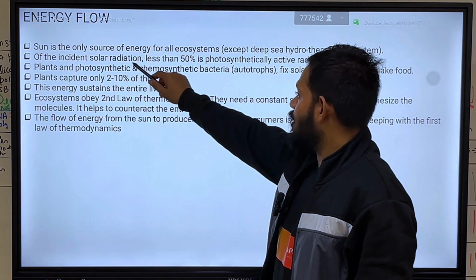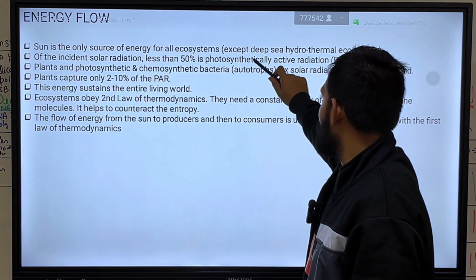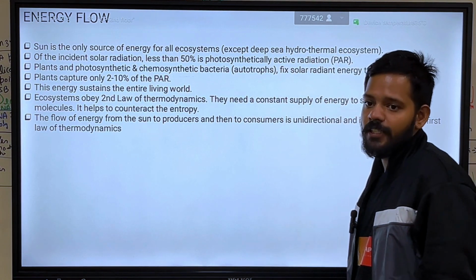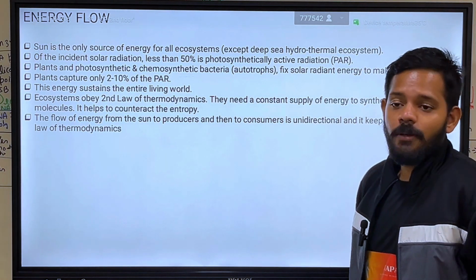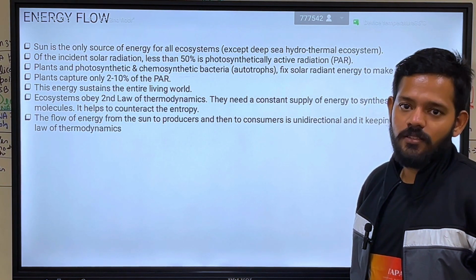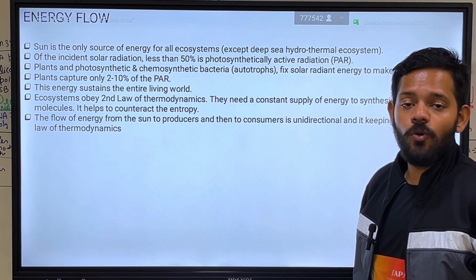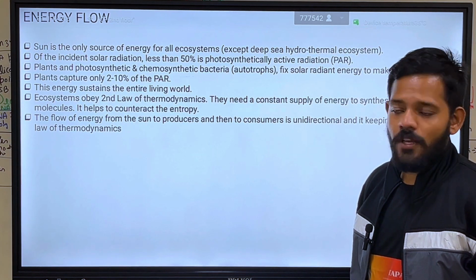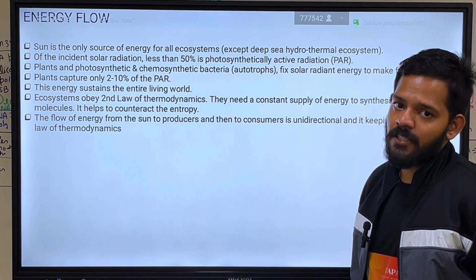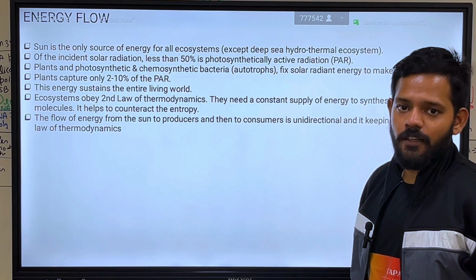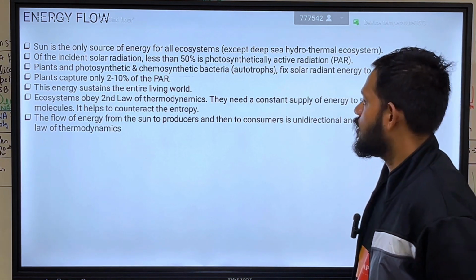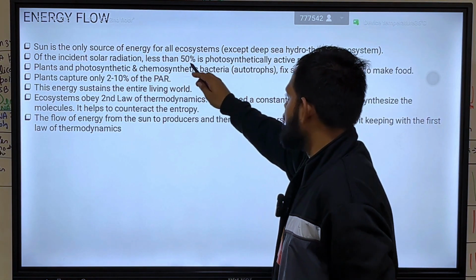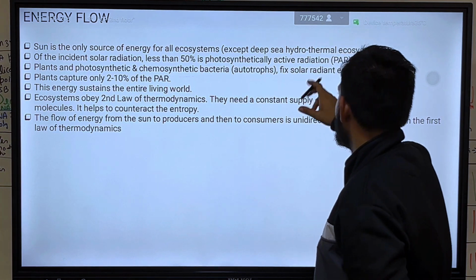So sun is the only source of energy for all ecosystems except deep sea hydrothermal ecosystems, because they have the core of the earth. From that core of the earth they get energy. Otherwise, all ecosystems present on earth have the sun as the source of energy. Of the incident solar radiation, less than 50% is photosynthetically active radiation.